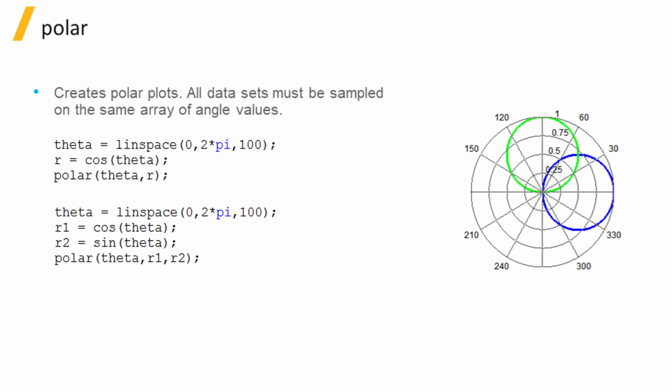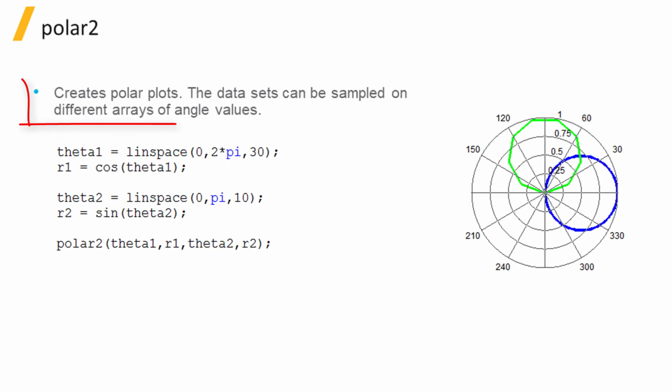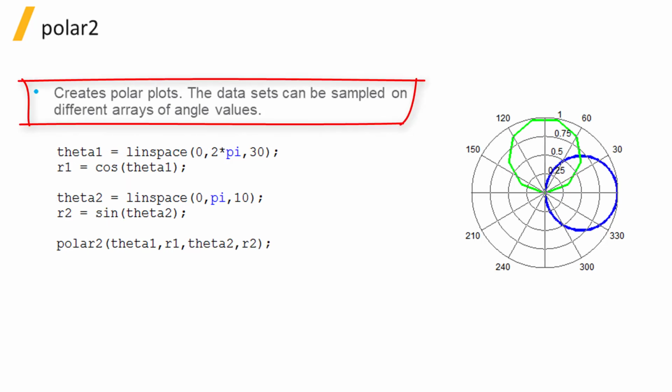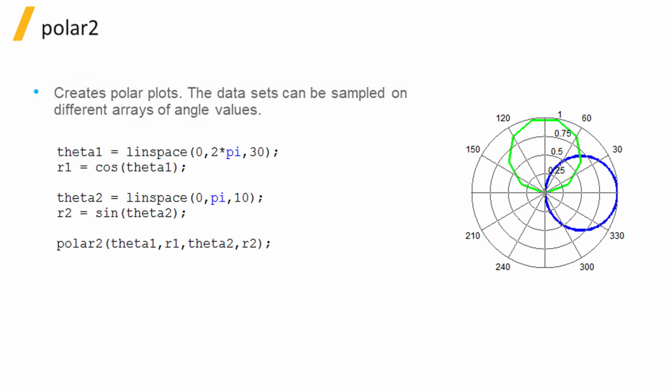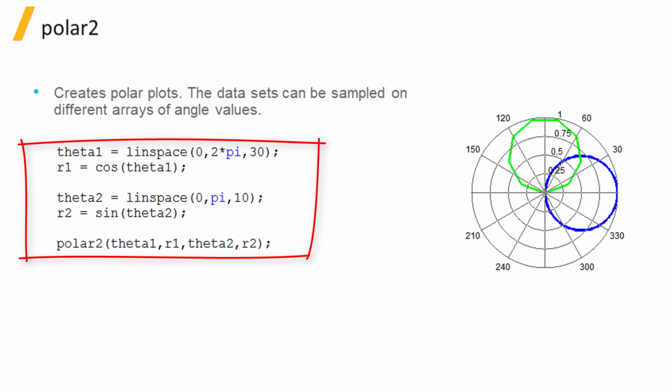Similar to plot xy, you can add multiple polar plots sampled on different angle values using the polar2 command. In this example, theta1 is an array of 30 points from 0 to 2 pi, and theta2 is an array with 10 points from 0 to pi. To create multiple plots sampled on different angle values, enter each matching pair of angle and radius as the arguments of the polar2 command.